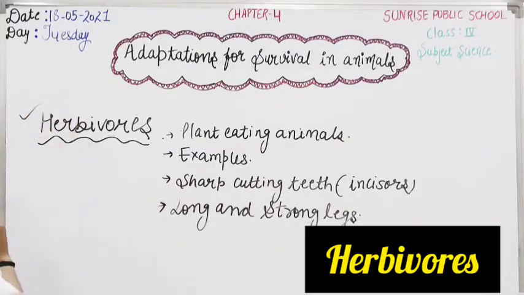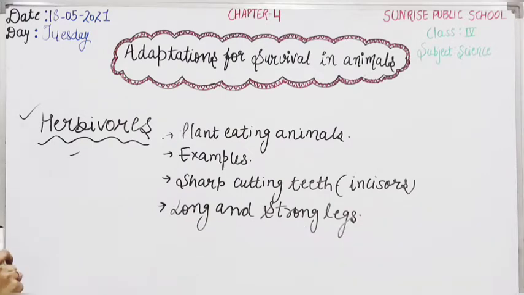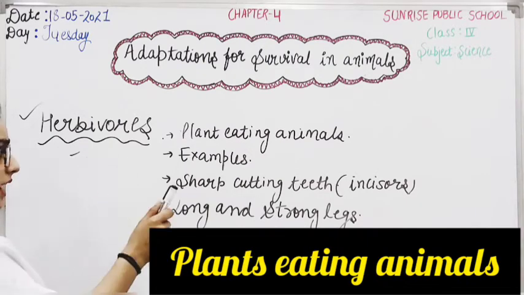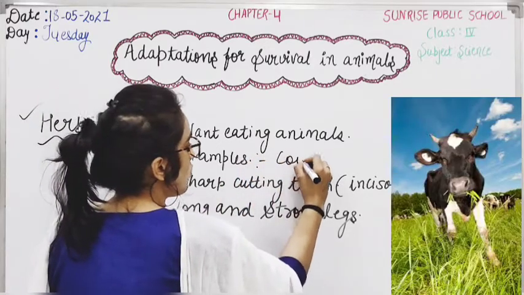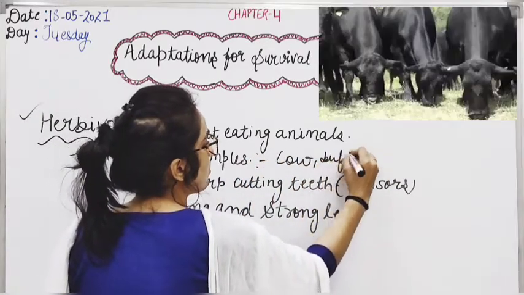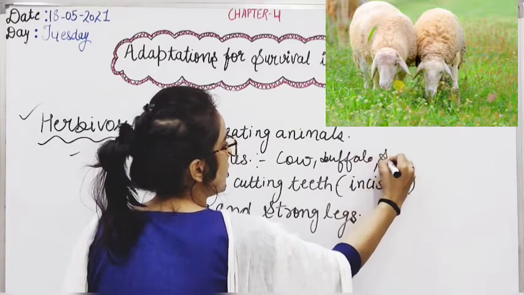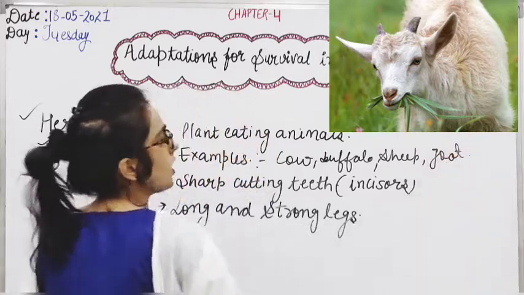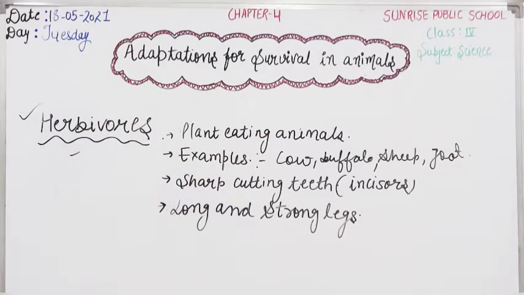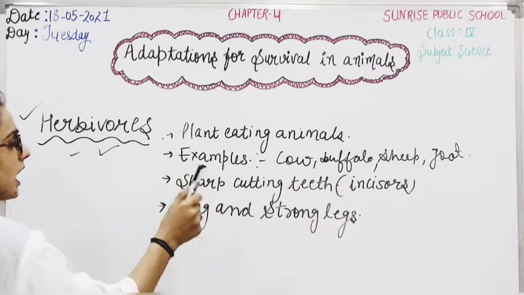And the first category is herbivorous animals. As I told you, herbivorous animals are plant eating animals or they eat plants only. Okay, some examples of herbivorous animals are cow, buffalo, sheep, goat, etc. These are some examples of herbivorous animals, that these animals eat only plants.